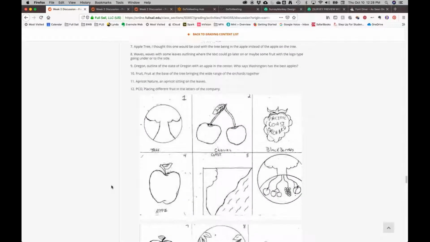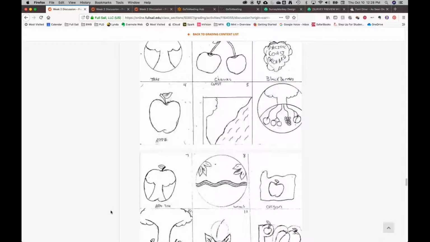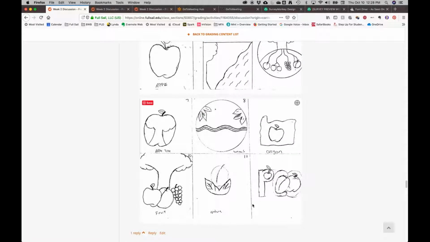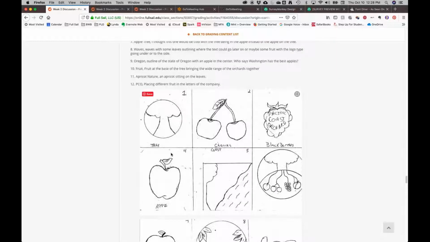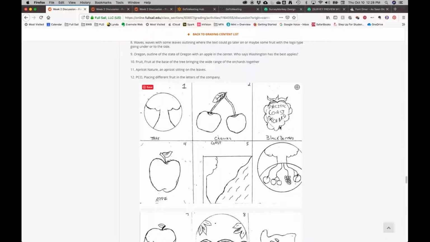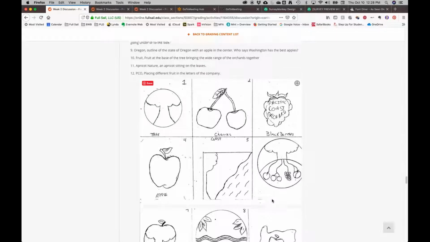All right, Joseph, you did, let's see, Pacific Coast Orchards. So this is sort of the West Coast, interesting imagery. Some of these are just sort of visual explorations, an apple, a tree. They're not really logo icons. Don't put the type inside the icon, because that makes it problematic when it gets small.